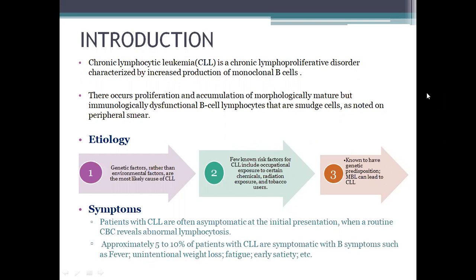So mostly genetic factors rather than environmental factors are responsible for the occurrence of CLL, but a few environmental factors such as occupational exposure to certain chemicals and radiation, and also the use of tobacco can lead to the occurrence of CLL.